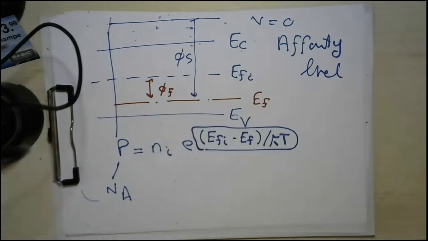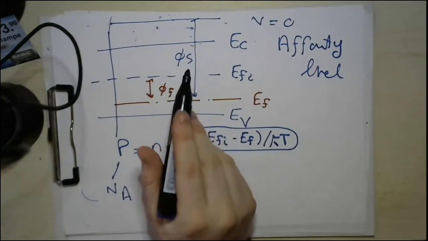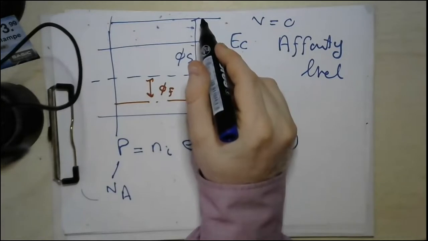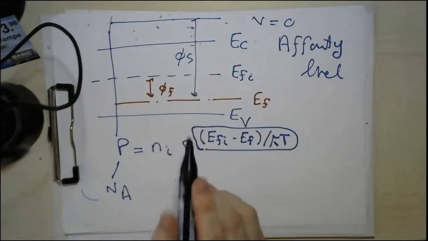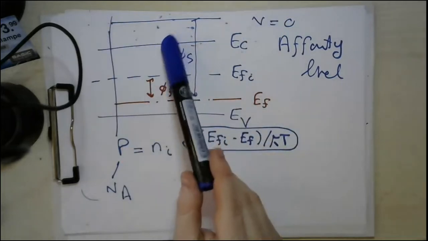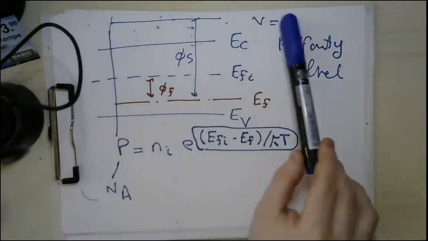Actually, we will not consider an equation to express this phi S in our module. However, you just need to know the physical definition of this phi S as the distance between the affinity level and the Fermi level. Maybe you can ask the question, why are you introducing this affinity level now? We already have studied the energy band diagram without this affinity level. We only have the EC, EV, and EF, and we hear nothing about this affinity level.